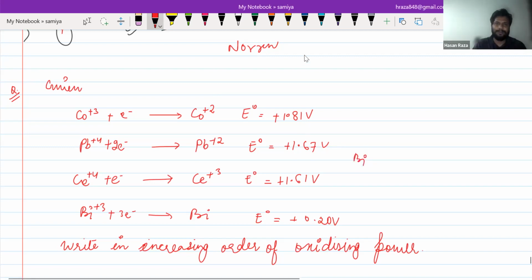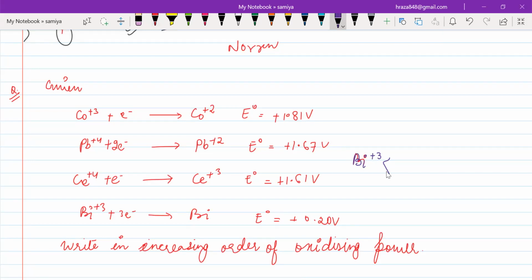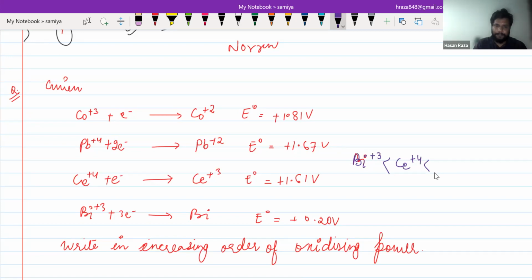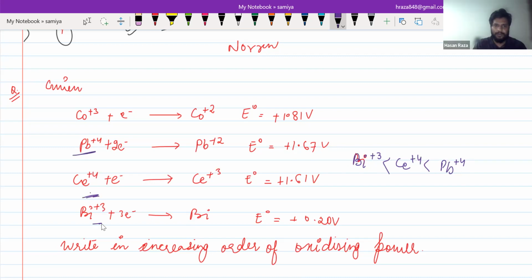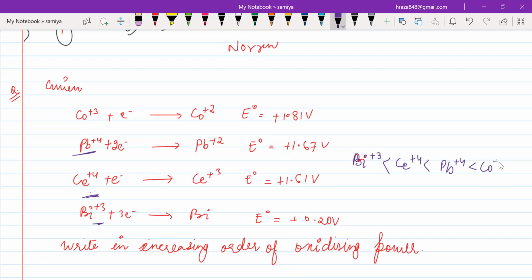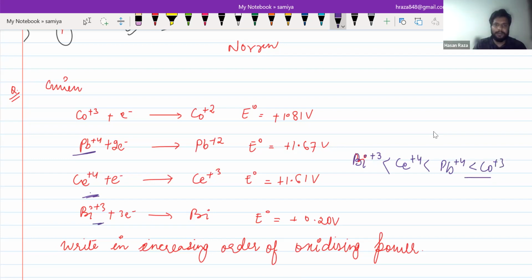Bi3+, then Ce4+, then Pb2+, and then Co2+. Pb4+, na? We are talking about this. Yes, I'm taking Pb4+, and then Co3+. Let me check the chat box. Co3+. Very good, Samia.